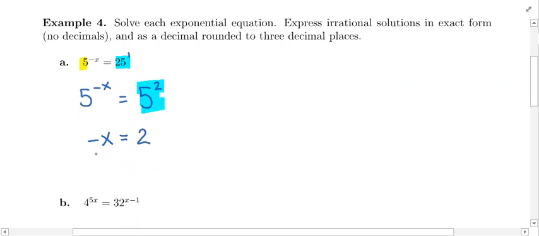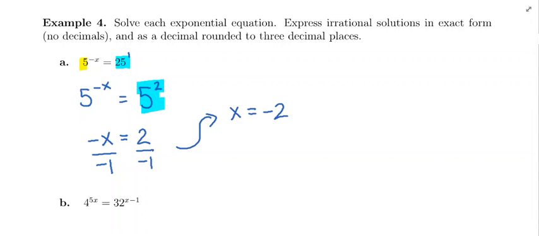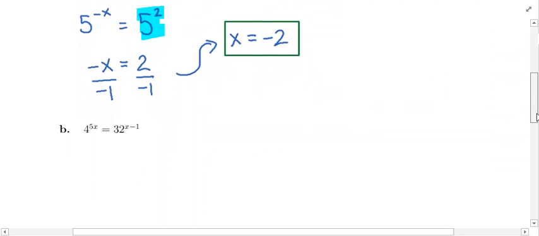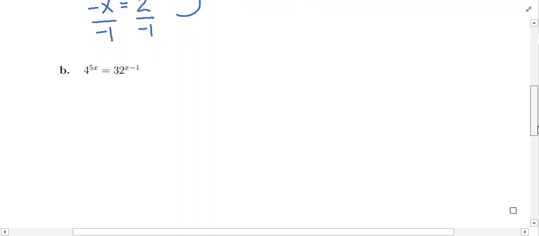Since x is multiplied by -1, we're going to divide off the -1. That tells us that x has to equal -2, and we're done. We don't have to worry about checking the solution unless you just want to make sure that your answer is correct. All right, let's try a slightly more difficult one in part B.